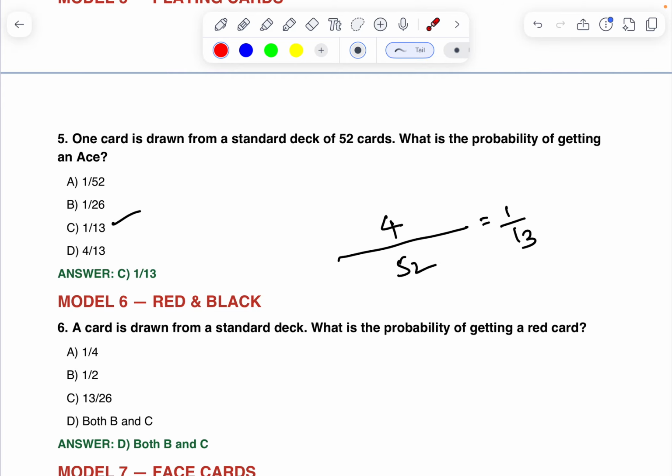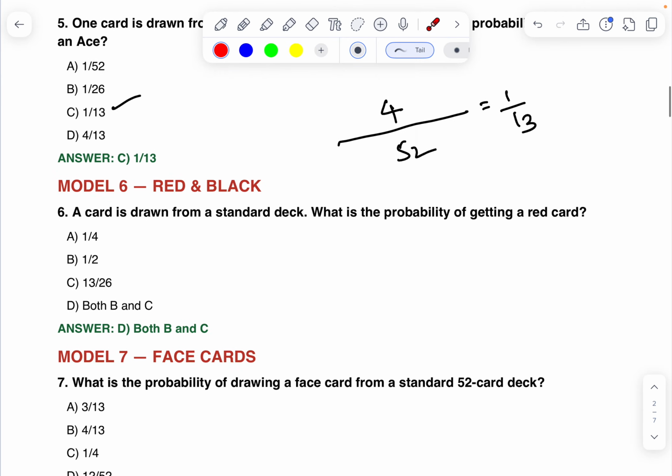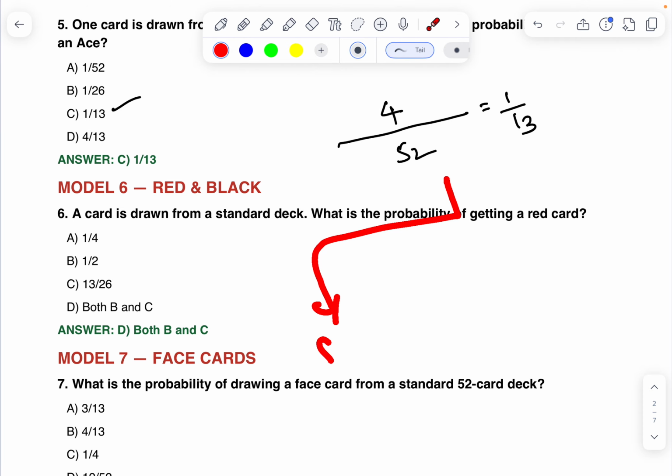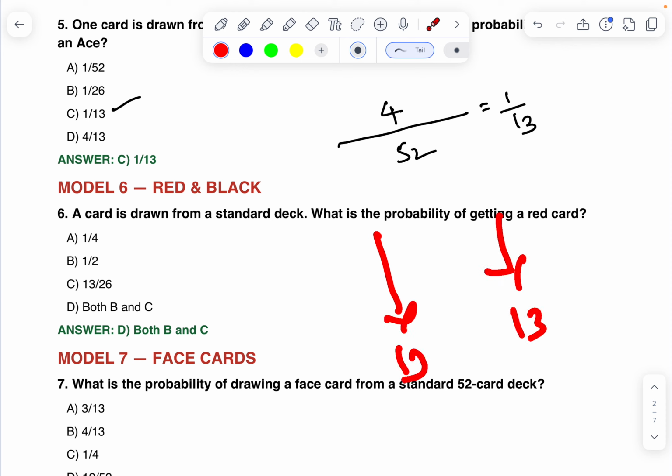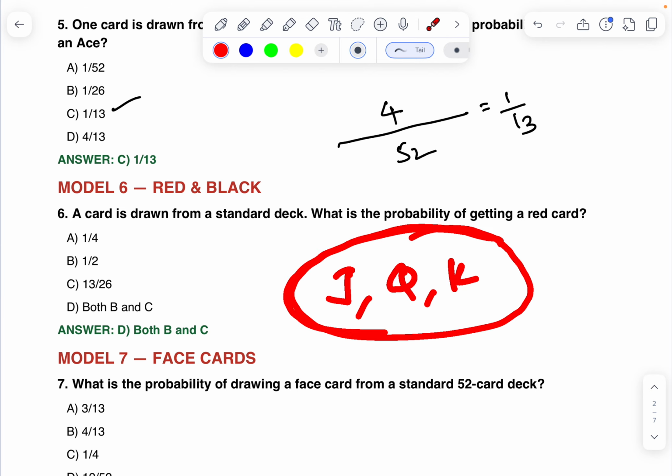Total 52 cards. Red 26. Black 26. In 26, there are spades and hearts and diamonds and clubs. 13, 13, 13, 13. Okay. In 13, A, 2, 3, 4, 5, so on. J, Q, K. Okay. J, Q, K are called the picture cards or face cards.